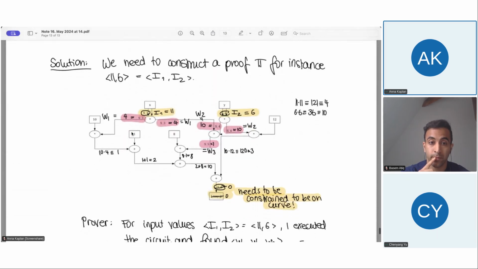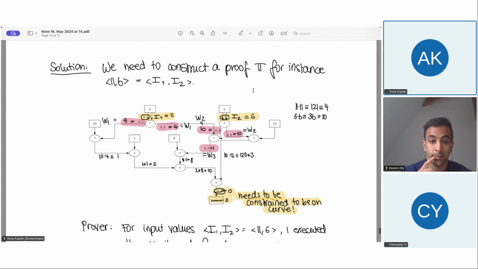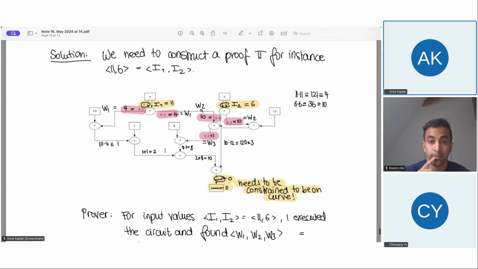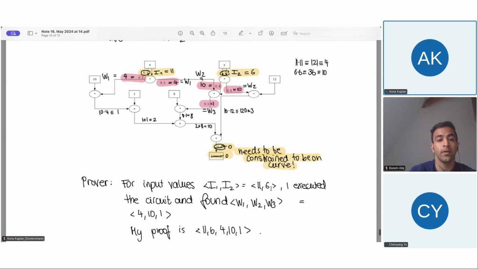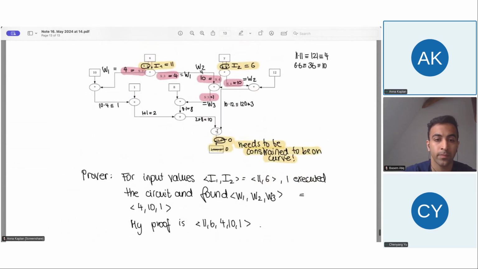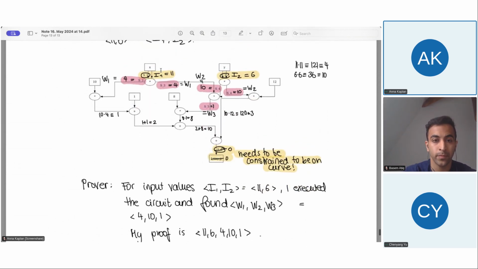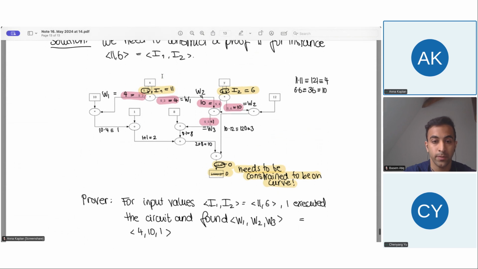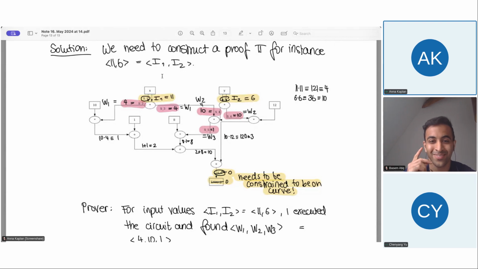of this exercise. So as a prover, we need to be executing the circuit, and we need to find the intermediate witness values. Since we execute the circuit, we'll find those intermediate witness values, and then we can give a whole proof. So we're going to input 11 and 6 here, and execute the circuit. I already did that for you because I'm presenting the exercise, but if you want to try it out yourself, you can totally do that.